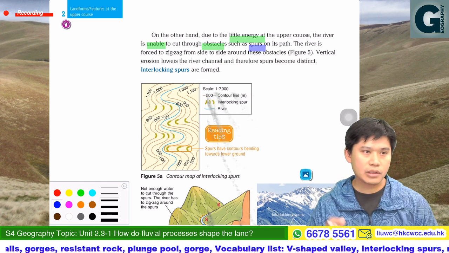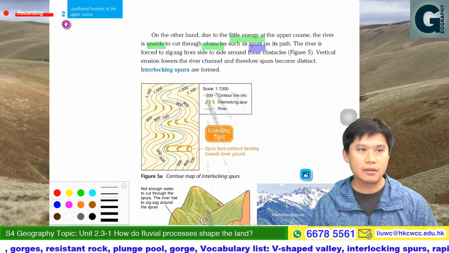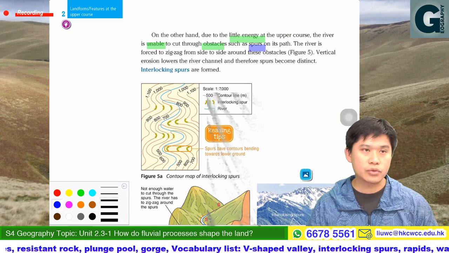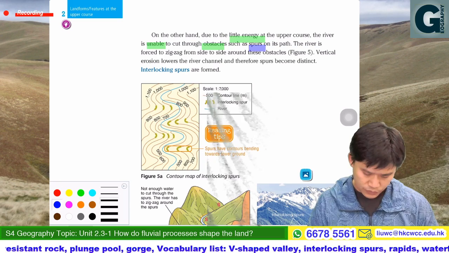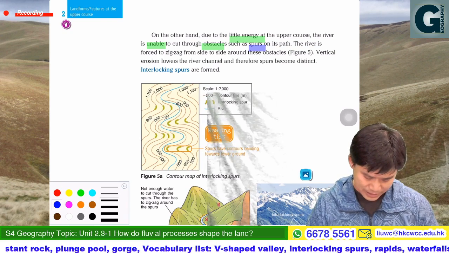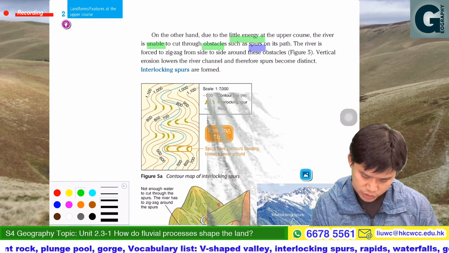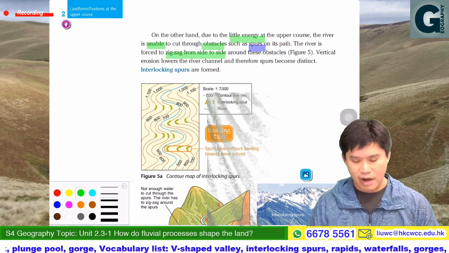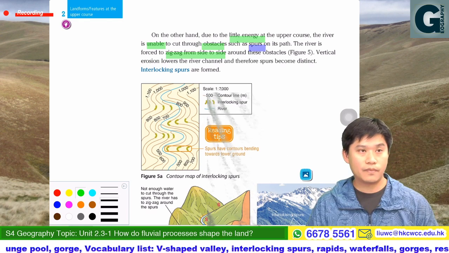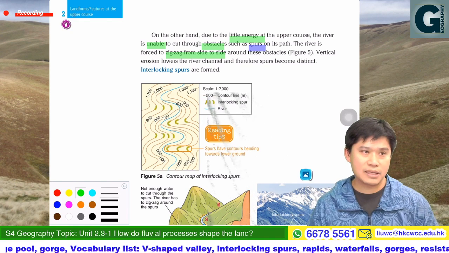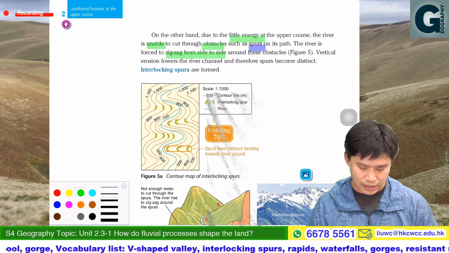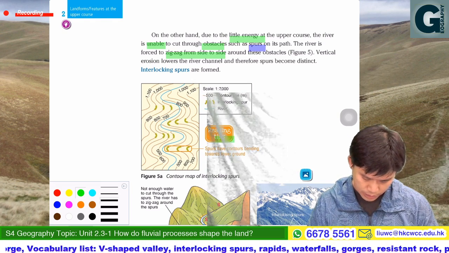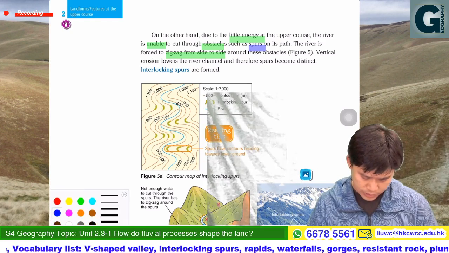So therefore, the river may not be strong enough to cut through those obstacles. The river is then forced to zigzag from side to side around this obstacle. This one could be a little bit complicated to understand, so we may use the figure to demonstrate this.